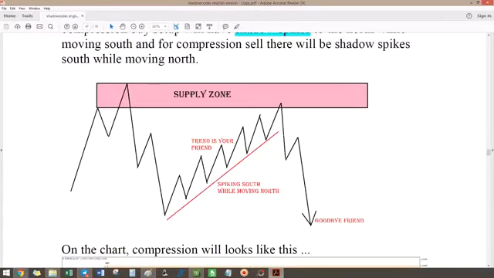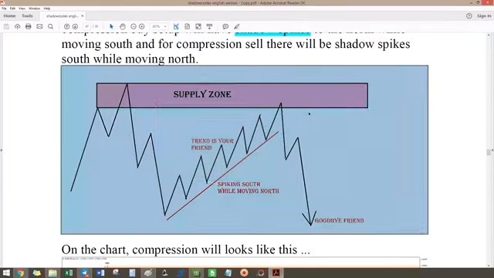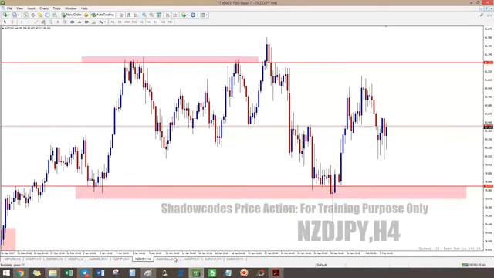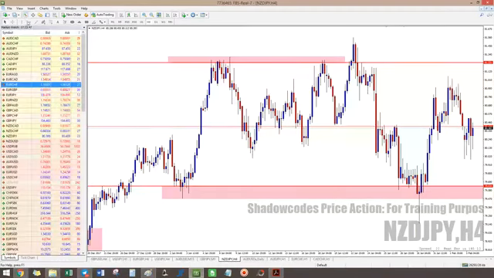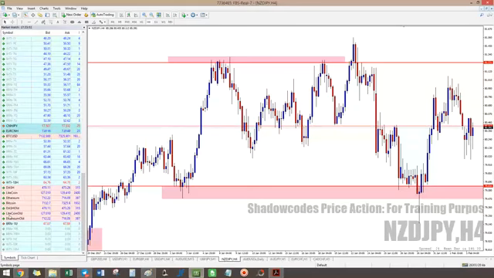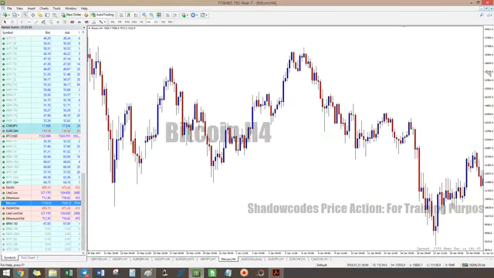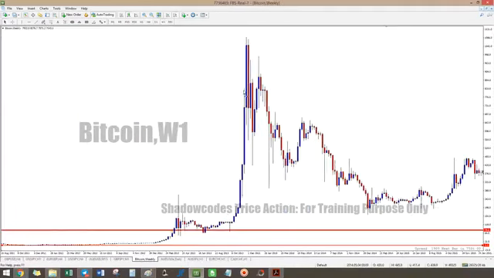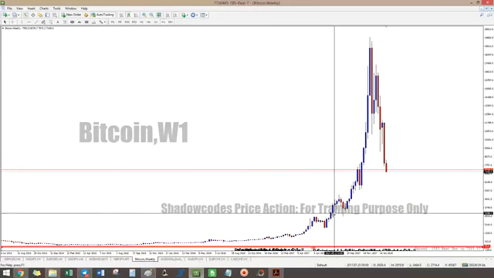Okay, so look at this. This one is a compression, one of the manipulations in an uptrend. Buy when it is an uptrend, trend is your friend. So a lot of people are buying here, and then suddenly price drops. I will show you in the real market the reason. Let's open Bitcoin. Daily, weekly. All right, this one is an uptrend, correct?